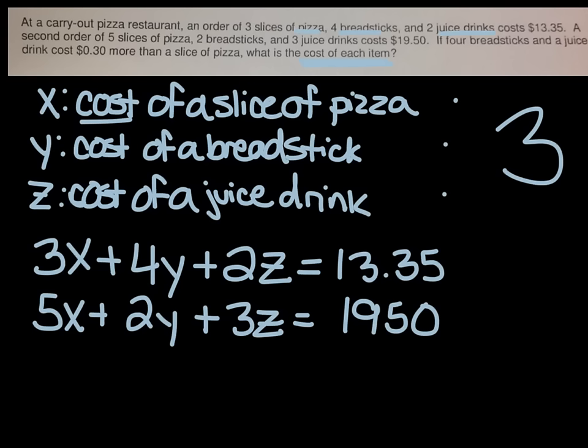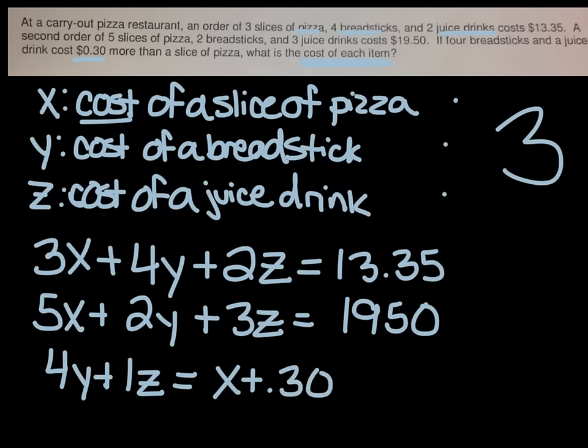And 4 breadsticks and a juice drink, so no pizza. 4 breadsticks and 1 juice drink cost 30 cents more than a slice of pizza. So they equal the slice of pizza plus 30 cents. Right? These cost what the pizza costs plus 30 more cents. Then what is the cost of each item? So we've written our system of equations, and we need to turn this into something we can put into an augmented matrix.